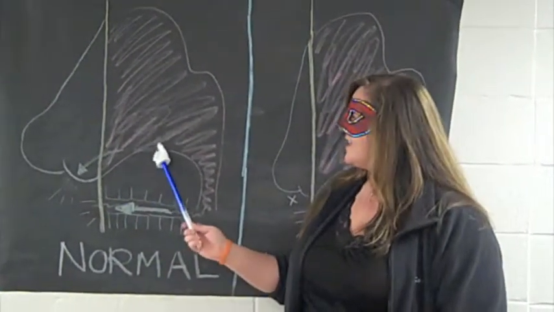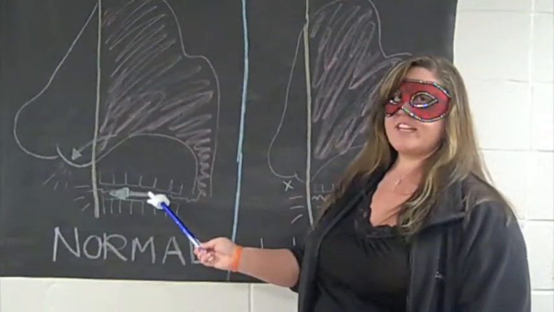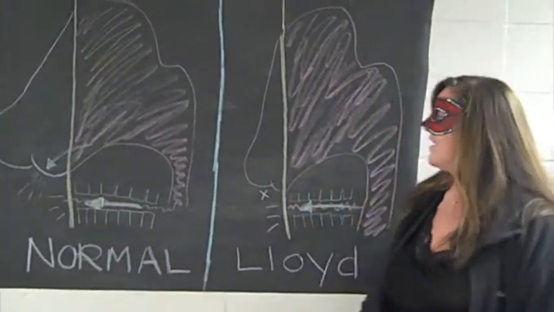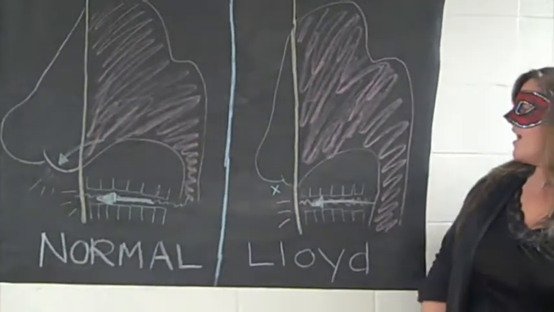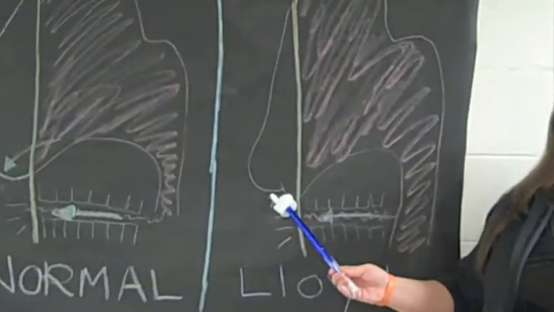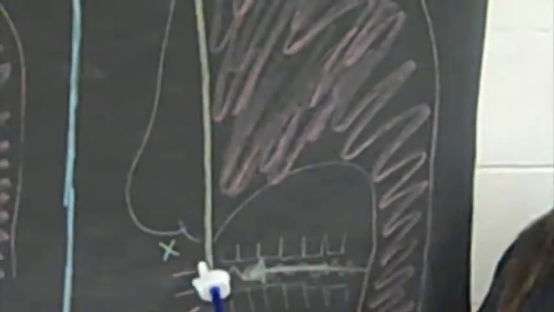In normal resonance, air escapes from both the nose and the mouth during speech. In cul-de-sac resonance, like Lloyd, air does not escape from the nose during speech. All of the sound resonance gets trapped in the nasal cavity and only escapes through the mouth. Cul-de-sac resonance is usually caused by a blockage in the nose or throat.